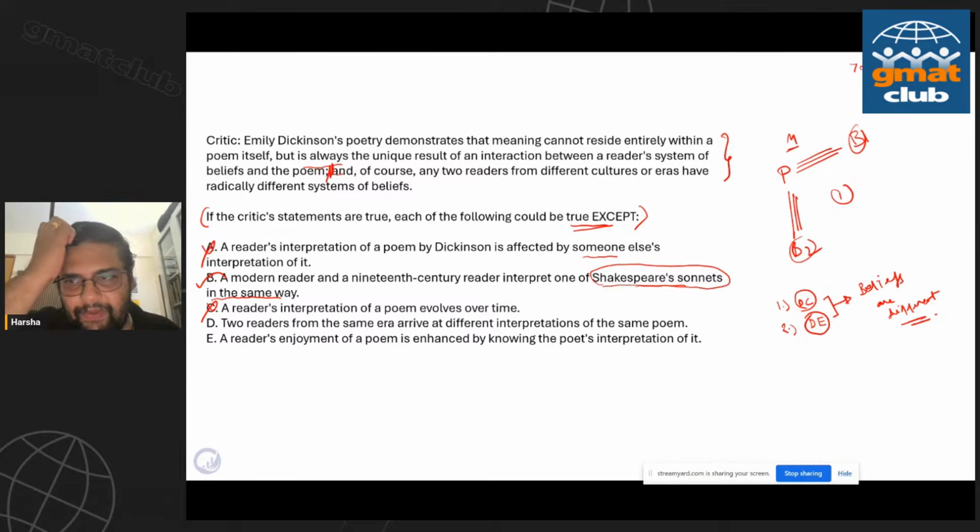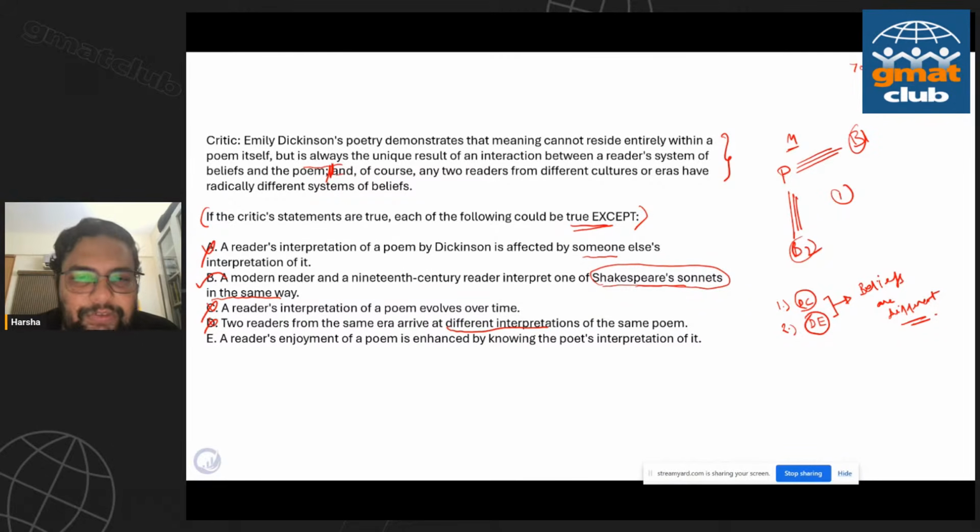What about choice D? Some of you did choose choice D. Two readers from the same era arrive at different interpretations of the same poem. It's possible, right? I know same era, but even within the same era, the people could have completely different cultures, and therefore they could arrive at different interpretations. So same era, but let's take that example. Maybe different cultures, and because they have different cultures, they have different beliefs. Because they have different beliefs, their interpretation can be completely different. So this is possible, and therefore I reject it.